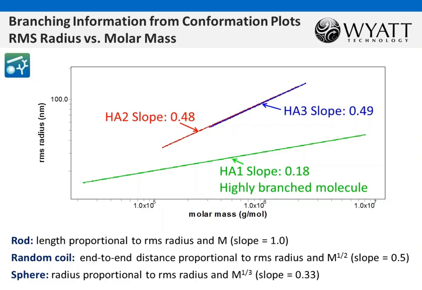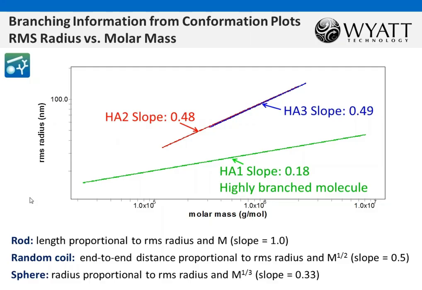A graph of RMS radius versus molar mass for polydispersed polymer is called a conformation plot, since a conformation plot indicates the compactness or conformation of a sample. We can see in this example that samples 2 and 3 have different molar mass ranges, but they have the same conformation since they have the same slope. The measured slope of approximately 0.5 indicates the conformation of a random coil polymer.